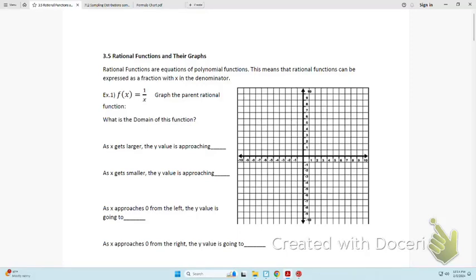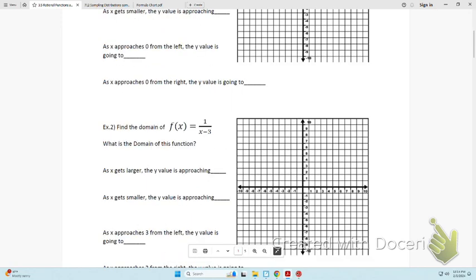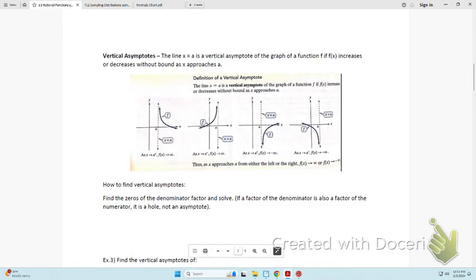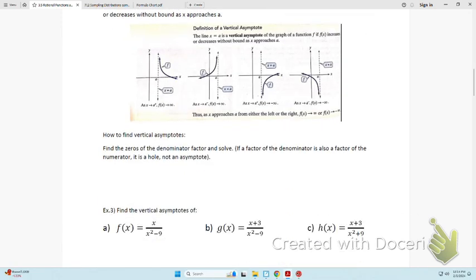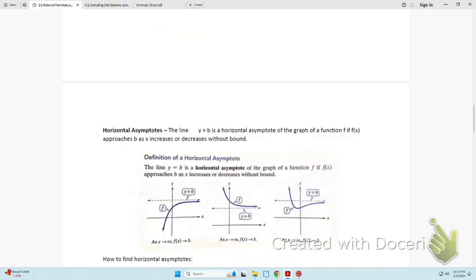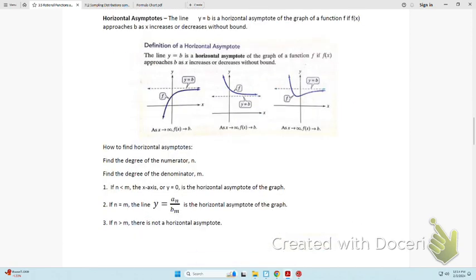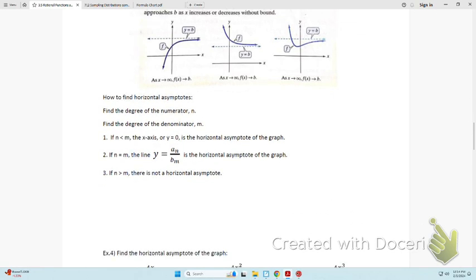In college algebra, we moved on with graphing rational functions. On Friday, we talked about vertical asymptotes. And today, we're talking about horizontal asymptotes. So there's some pictures of what they look like. They're the dotted lines you see in the pictures. And the graph gets really close to those dotted lines, to those horizontal asymptotes.